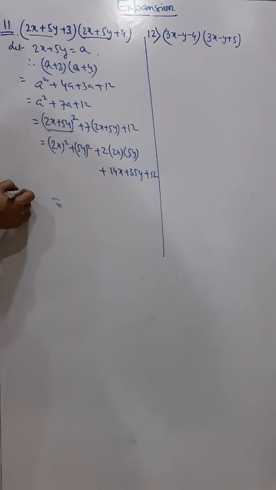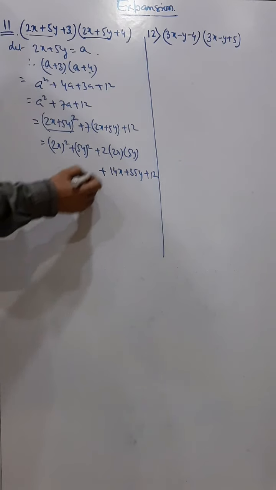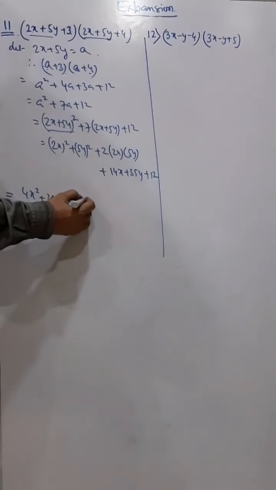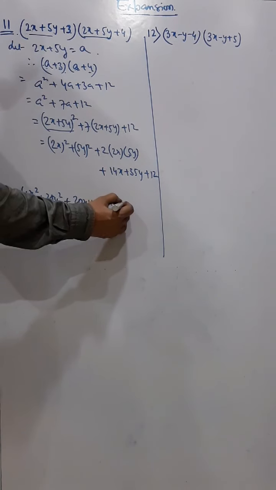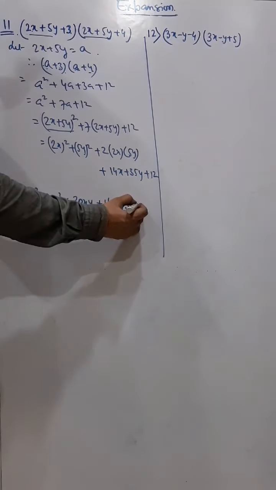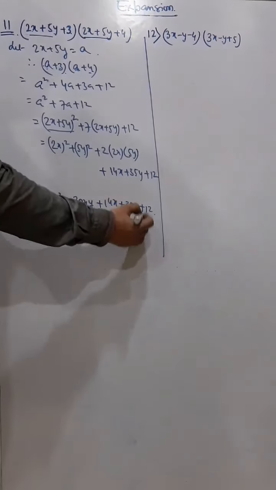So simplifying, okay, let's start from here. So what you got here, 4x square plus 25y square plus 20xy plus 14x plus 35y and plus 12. Okay, so that is the answer.